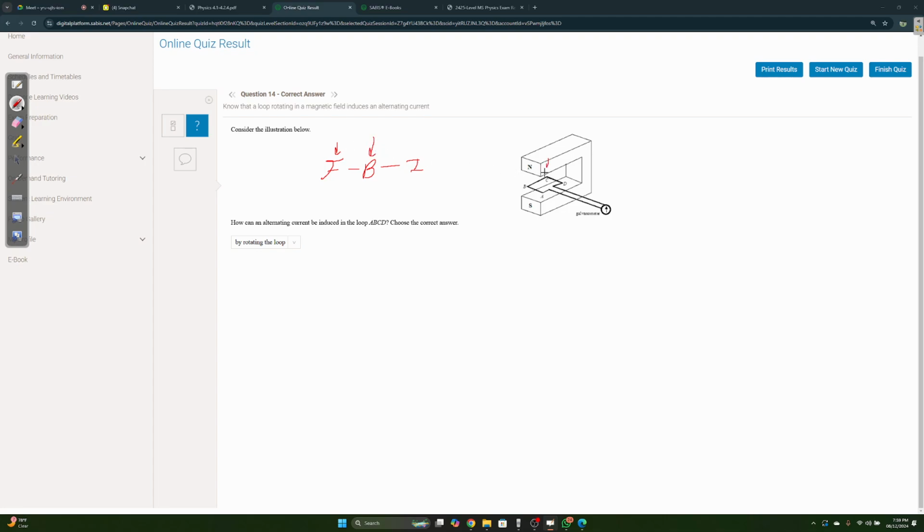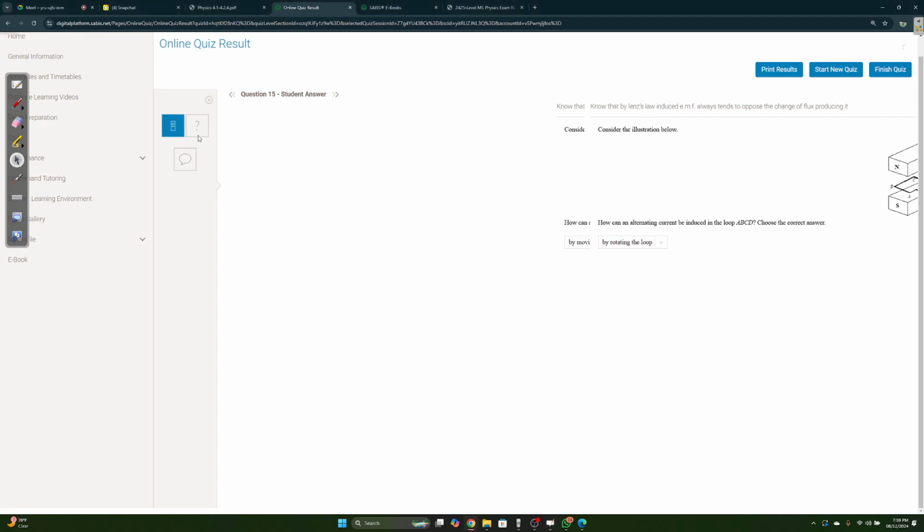Here they gave us the magnetic field. What are we just missing here? We need a force. And how can you get a force? You can do it by moving the loop around, by rotating it. Okay? Always FBI. To get induced current, there should be a change in magnetic flux. To get that change in magnetic flux, you need to have F and B. Okay? You need to have a magnetic field and a force.